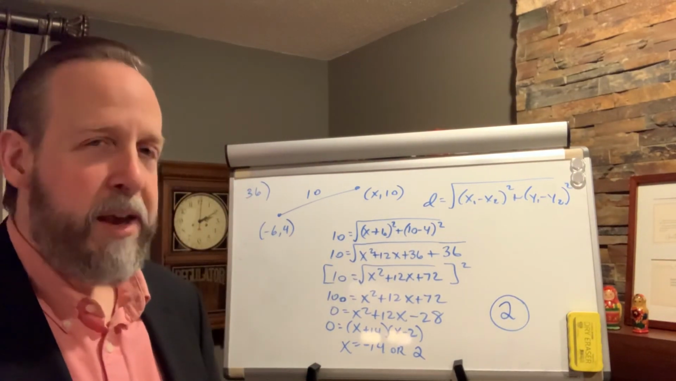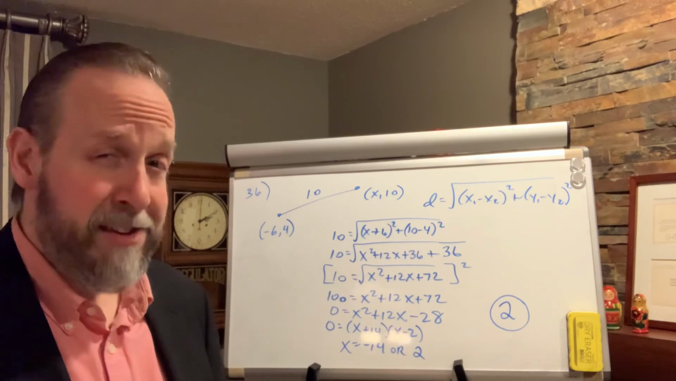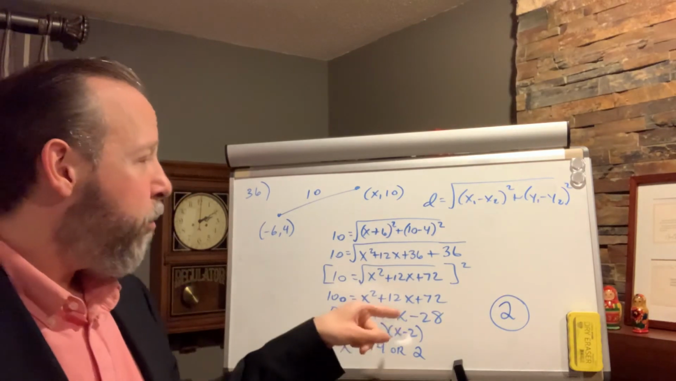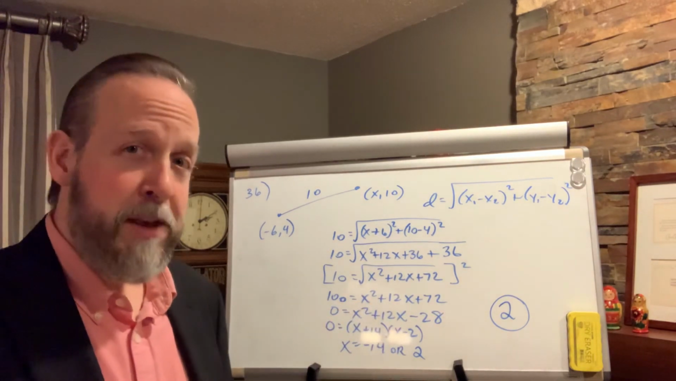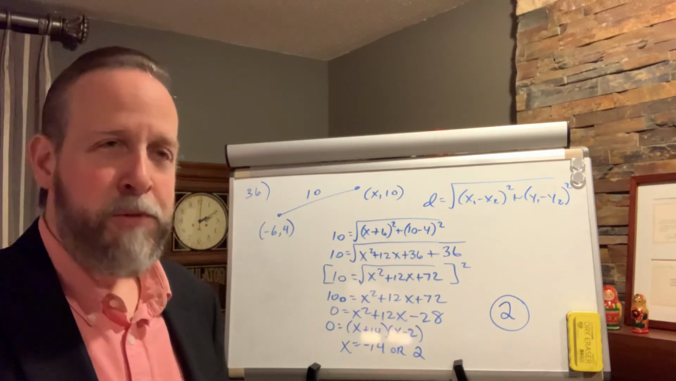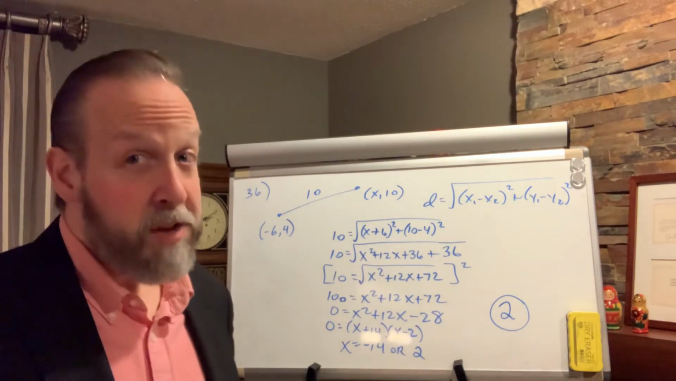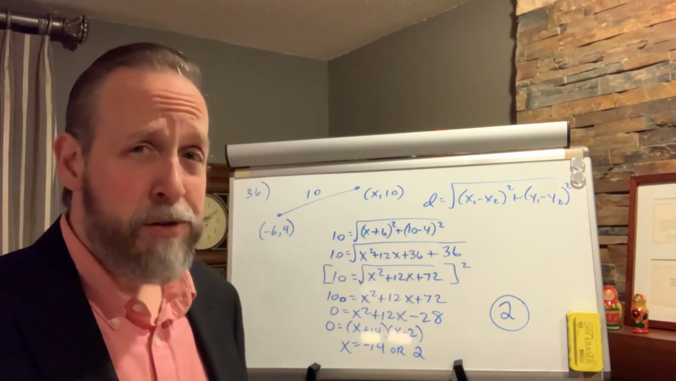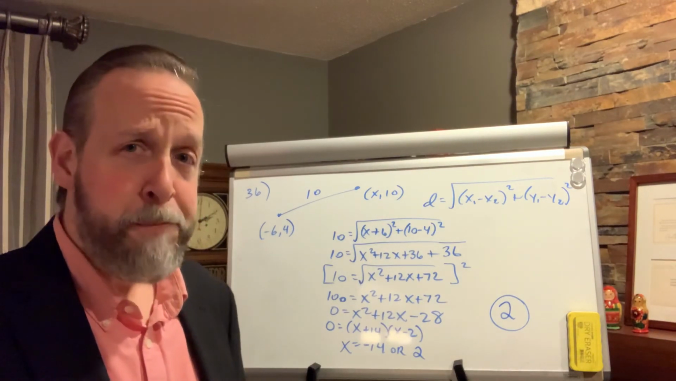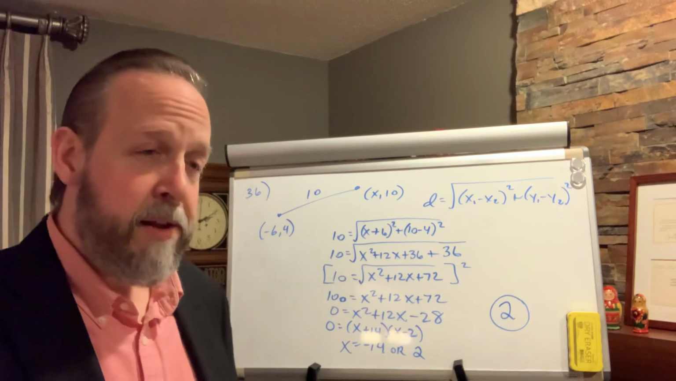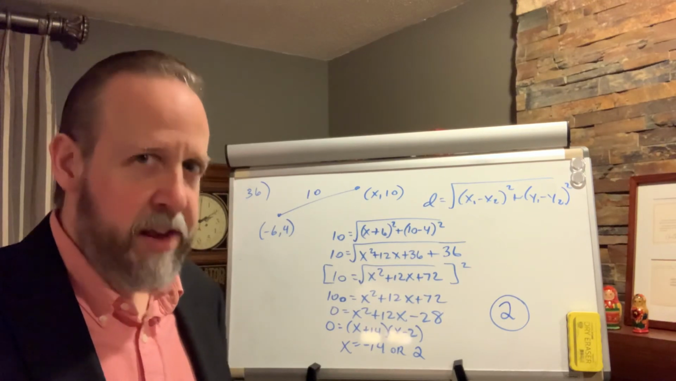Now listen, if you can't factor, that's fine. It's okay. You're going to use the quadratic formula. X equals negative b plus or minus the square root of b squared minus 4ac all over 2a, and then solve it carefully. You'll get the same answer. You'll get negative 14 and positive 2. Again, you can't grid in a negative number, so that's not the answer I'm looking for.